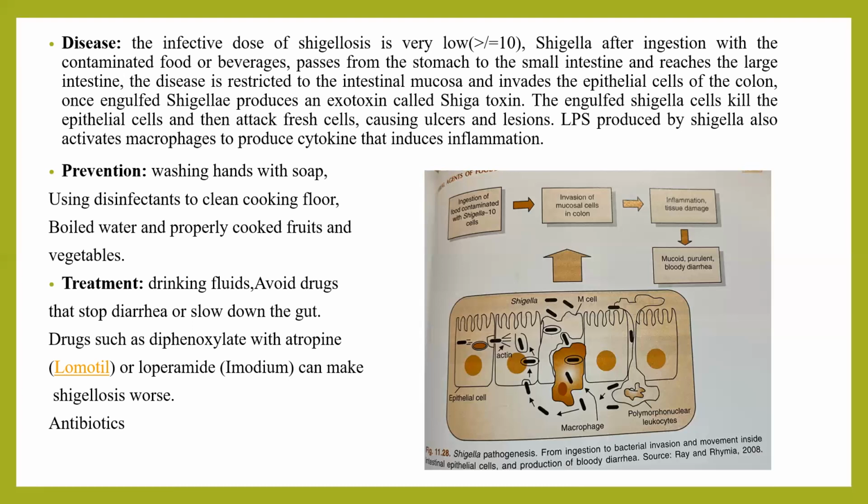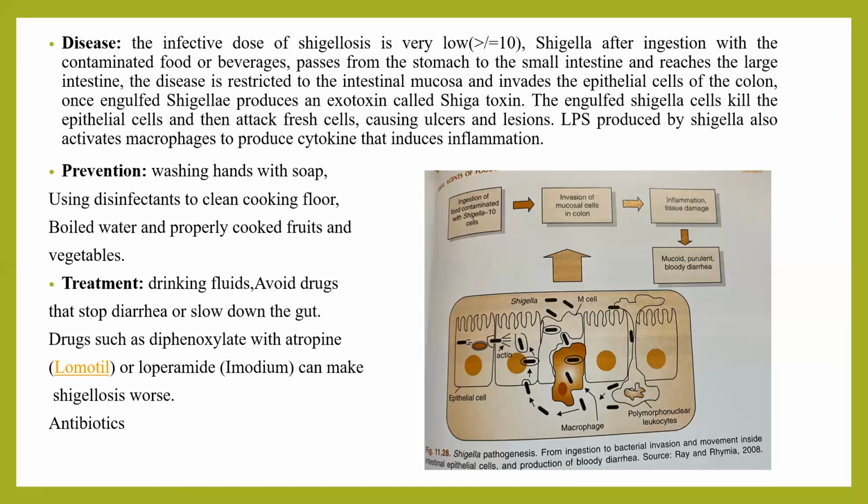For prevention, maintain hygiene, wash hands with soap, and use disinfectants to clean the cooking floor. Boiled water or properly cooked fruits and vegetables can prevent infection. This organism is easily transferable through salads, salad dressings, and raw fruits and vegetables, which, if not washed properly, can be a source of this bacterium.